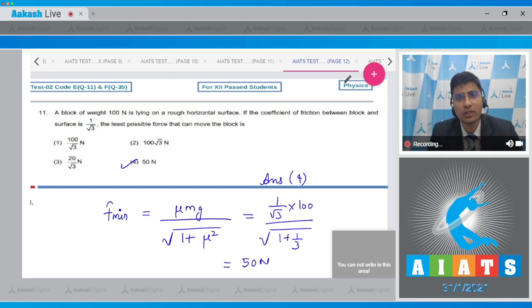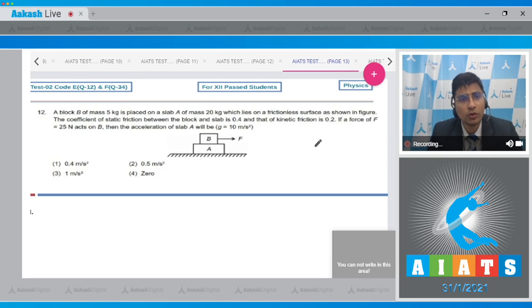Now let us solve the question 12. In question 12, there are two blocks given. A block B of mass 5 kg is placed on slab A of mass 20 kg, which lies on a frictionless surface as shown. The coefficient of static friction between the block and the slab is 0.4 and the kinetic friction is 0.2. If a force of F equal to 25 Newton acts on B, then the acceleration of the slab A will be. So we have to find out the acceleration of slab A.